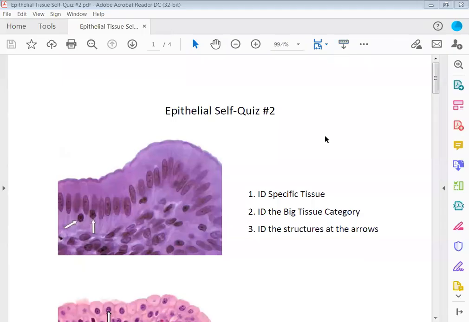Okay, we're going to discuss the epithelial tissue self-quiz number 2. This is just another practice for you to prepare for your quiz and for your practical number 2.